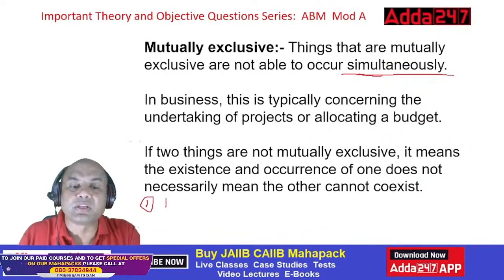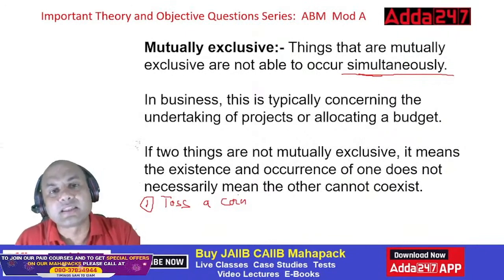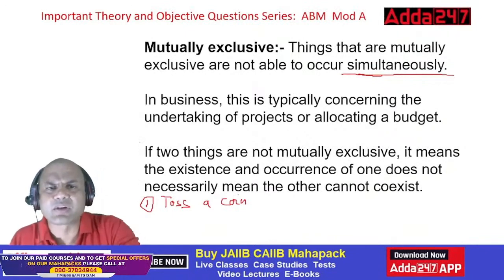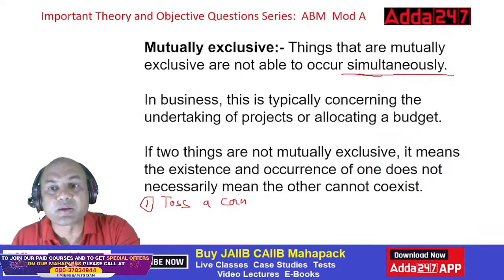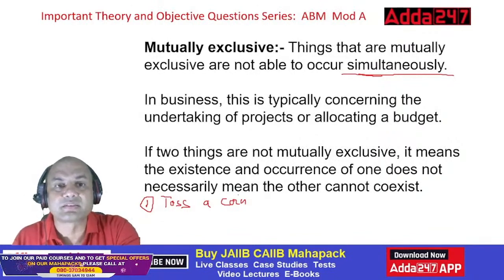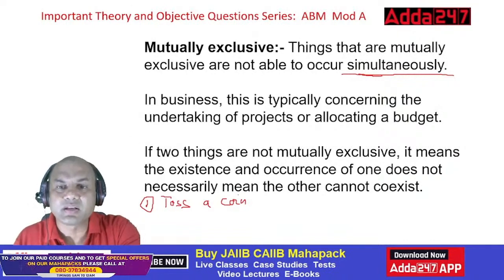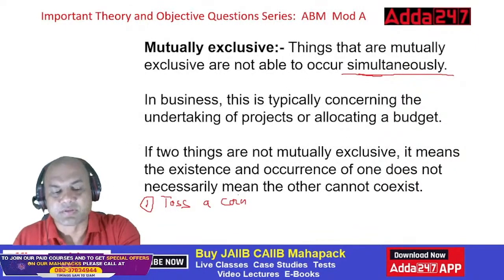Suppose I toss a coin. I'll get either head or tail. I won't get both, isn't it? Is it possible to get both while tossing the coin? Can you get both over here? Never, right? So coin tossing will give you either head or tail. Never will it give you both, right? So that is one.